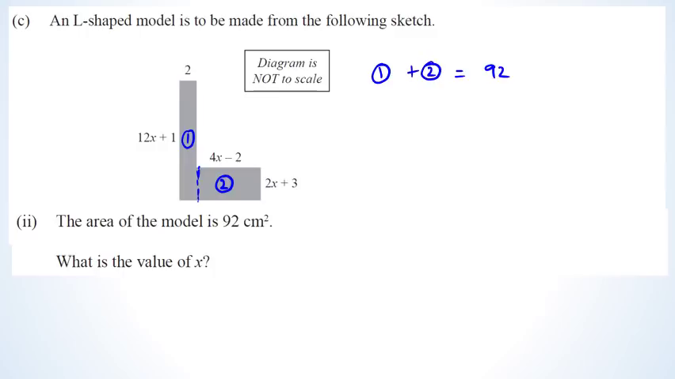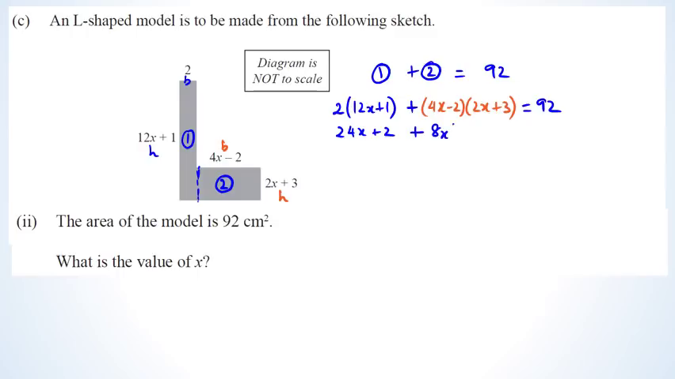So the area for the first rectangle is base times height. Now base is 2, height is 12x plus 1. So I'm going to end up with 2 times 12x plus 1, plus my second rectangle, which has a base of 4x minus 2 and a height of 2x plus 3. So my second rectangle is going to have 4x minus 2 multiplied by 2x plus 3. And all of this is equal to 92. So expanding the brackets out, I get 24x plus 2 plus 8x squared plus 12x minus 4x minus 6 is equal to 92.